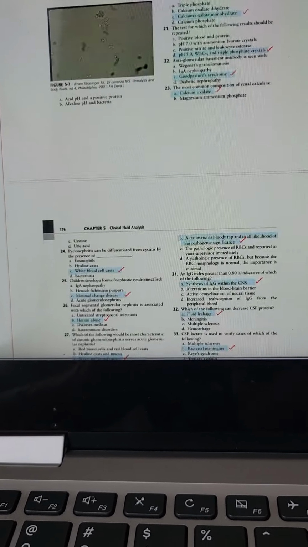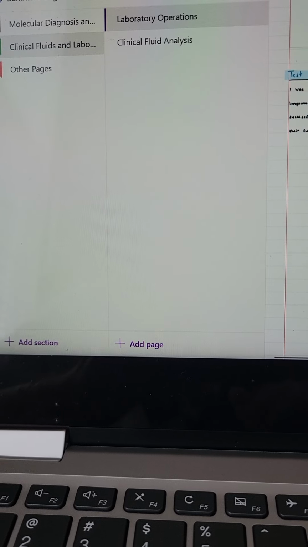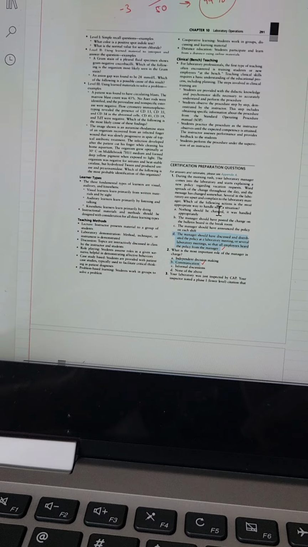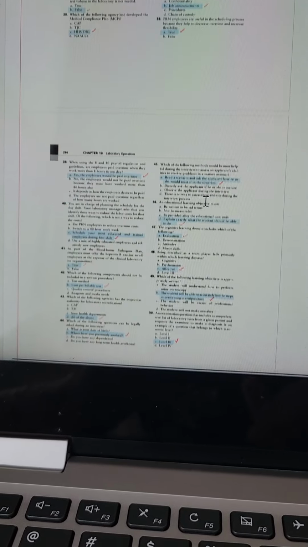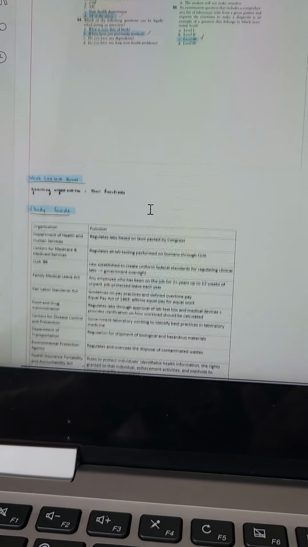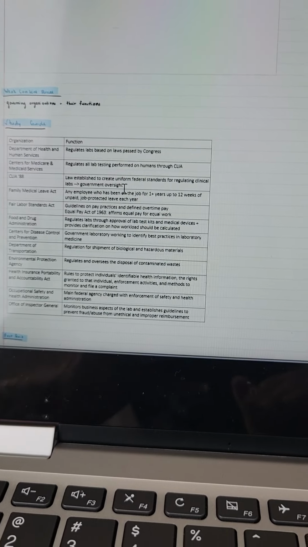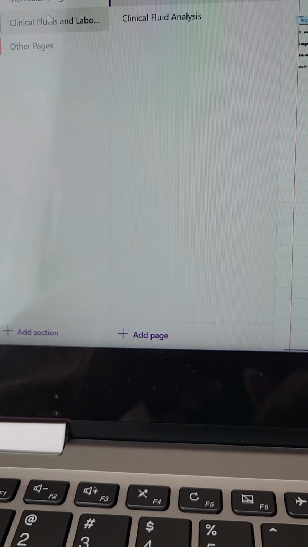My post quiz and my test evaluation. Laboratory operations, which is the same thing, also due July 11th, 2021. My weak content areas were the governing organizations and their functions. So my study guide was just all the organizations, all the laws, and a little explanation of what they were. And then my post quiz, and of course my test evaluation at the end.